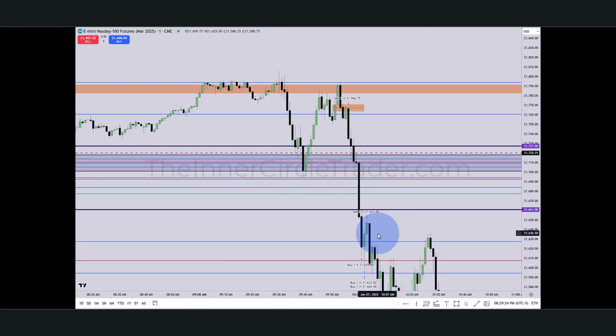In here, once we traded down into consequent encroachment of the midnight opening range, it's the 30-minute interval between midnight and 12:30 Eastern time.